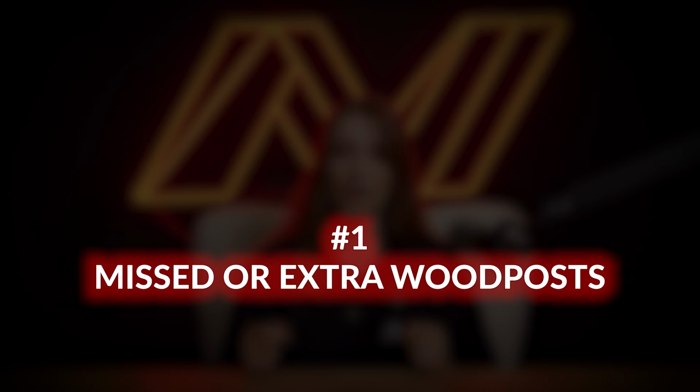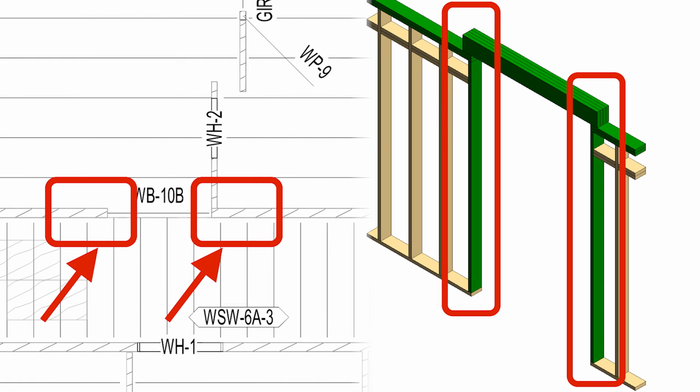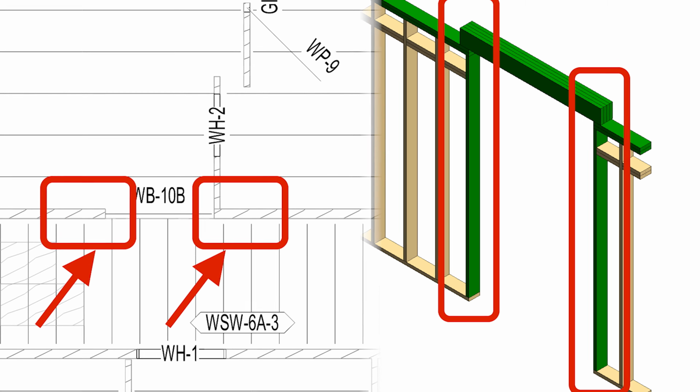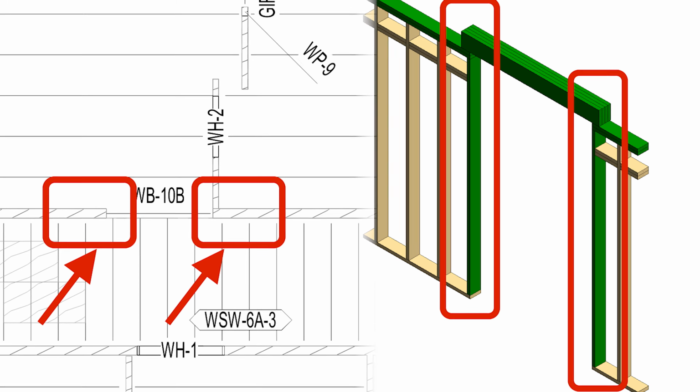Missed or extra wood posts. One of the most common issues I see is missing or misplaced wood posts. Beams are clearly shown on the drawings, but the posts or columns that are supposed to support them, sometimes they are missing completely. And if the building sequence is to install walls first and joists second, you don't realize the problem until the beam shows up on the site, and there is nothing underneath to support it.